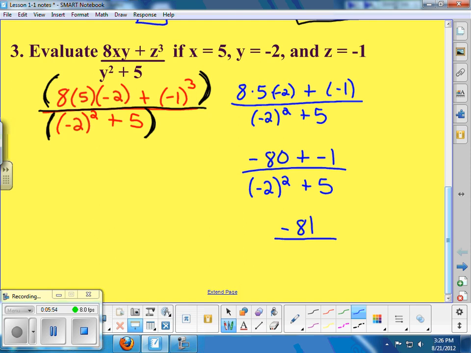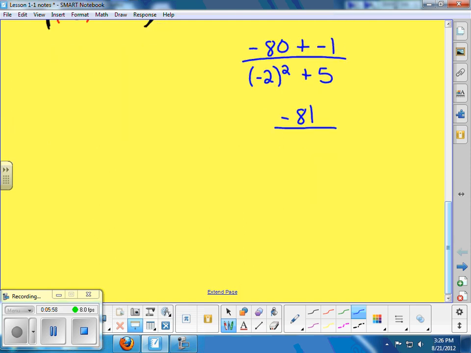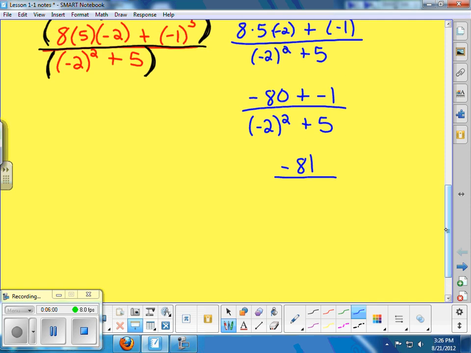Let's also begin right now in working the denominator. So applying the order of operations to the denominator, negative 2 squared is going to be positive 4. Please don't use your calculator for that. Be smarter than your calculator. A negative times a negative is a positive. And finishing up the denominator, positive 4 plus positive 5 would be positive 9. For a final answer of negative 81 divided by positive 9 is negative 9.